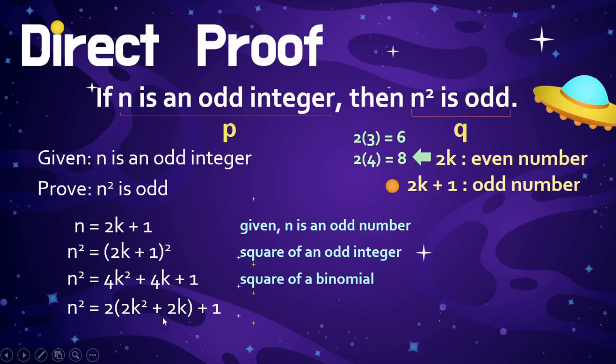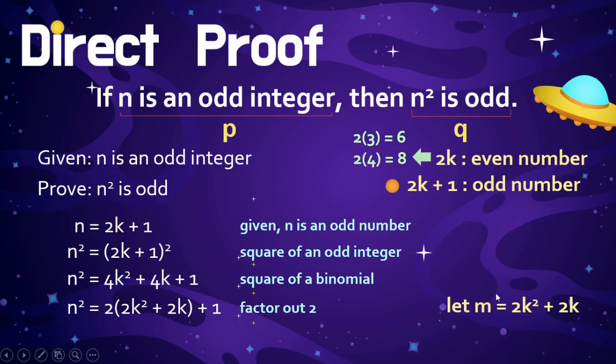Ayan. Tingnan nyo itong form na to. We have 2 quantity 2k squared plus 2k plus 1. Halos kamukha na siya nito, di ba? Itong 2k plus 1. So, what we could do, yung loob ng parenthesis, we could assign a single variable, kasi finactor out natin yung 2, no? So, we could assign a single variable to represent 2k squared plus 2k. So, yung loob ng parenthesis, palitan lamang natin siya ng variable na m.